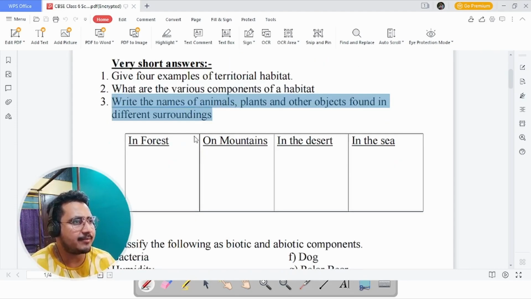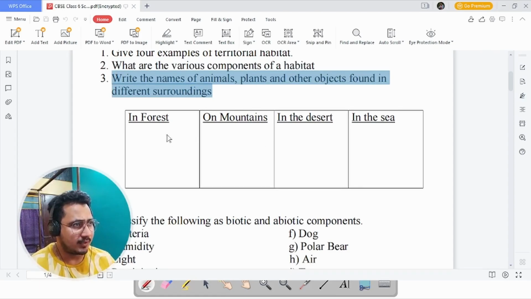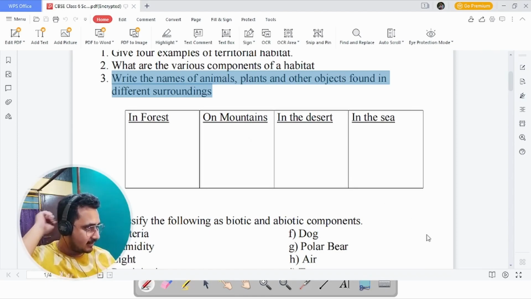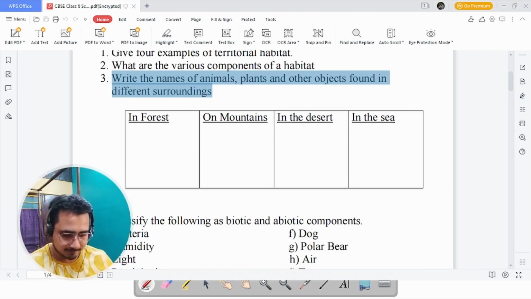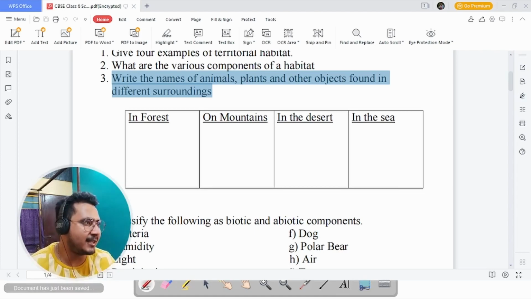Read the next question. Write the names of animals, plants, and other objects found in different surroundings. Like you have a chart: in a forest, what animals will you be seeing? In mountains, what will you be seeing? You give me some examples. In the forest we can see lions, tigers, monkeys, and on mountains we can see monkeys. Elephants in the mountain, yes, you can see. In some mountains there are elephants. Red panda you can see.